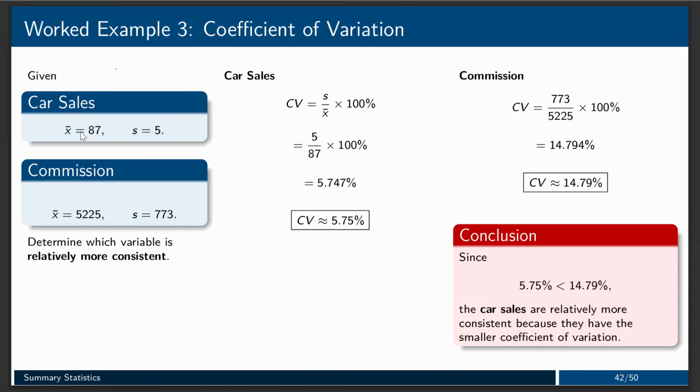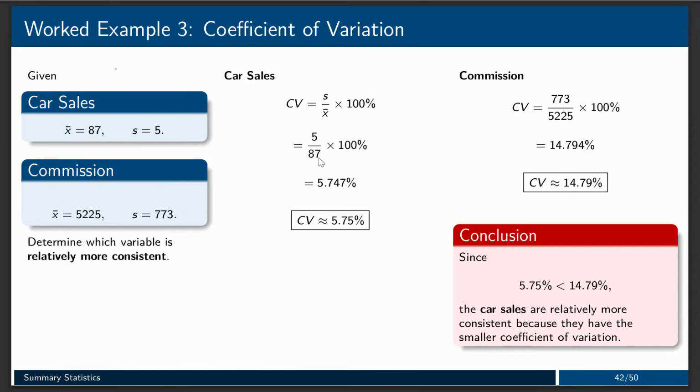If you look at just the mean and the standard deviation, it's not easy to determine because they have different means and different standard deviations. So if you want to know which one is more consistent, we can use the coefficient of variation. When we consider car sales, the coefficient of variation is given as the standard deviation over the mean times 100%.